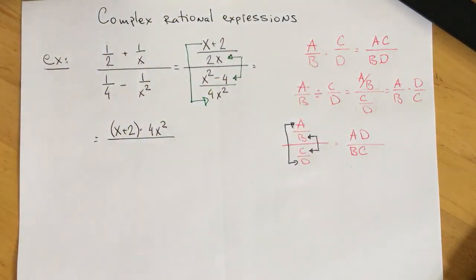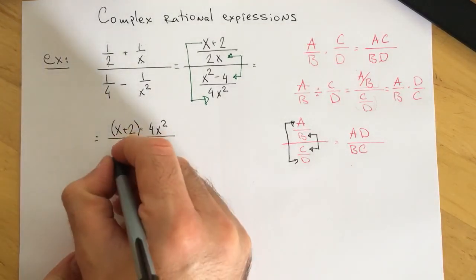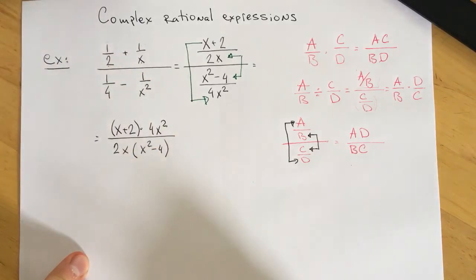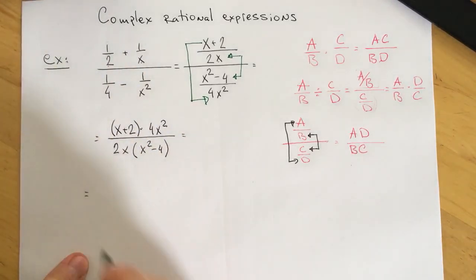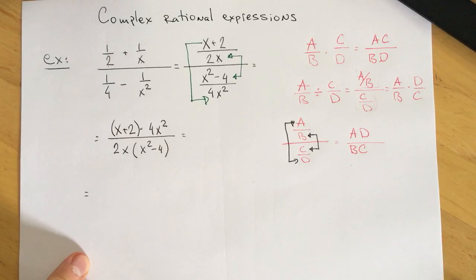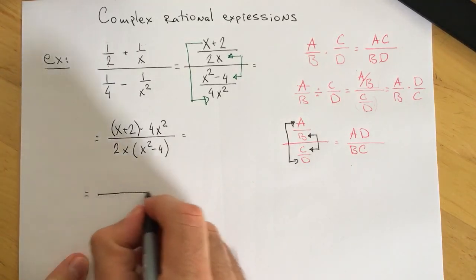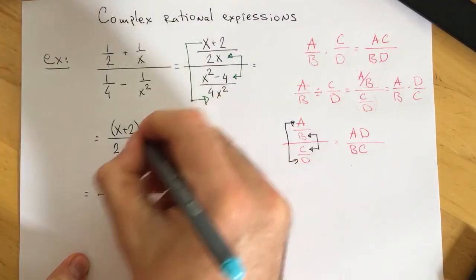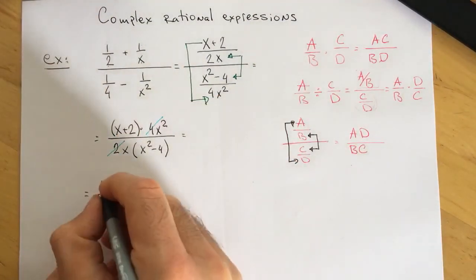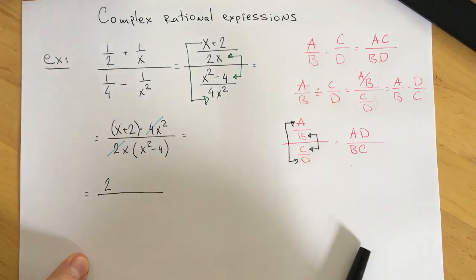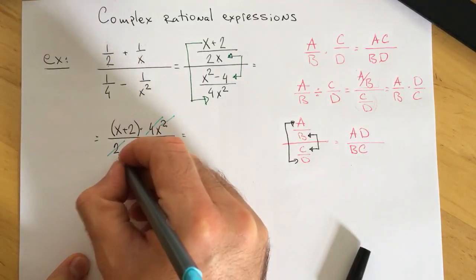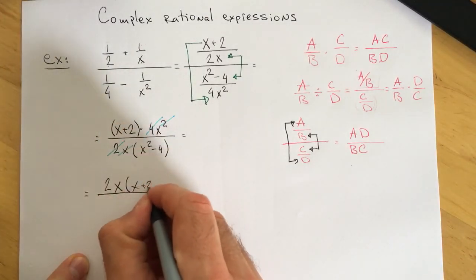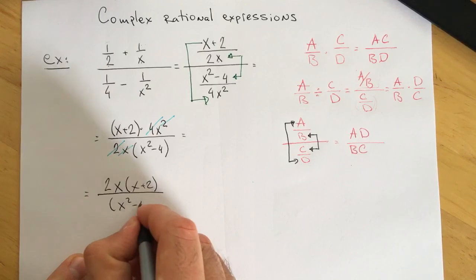2x times (x squared minus 4). Now let's check the common factors and simplify this. I cancel the constants first. 4 divided by 2 is 4. Oh, sorry, it's 2. Sorry about that. X squared divided by x is just x. And then I have the expression x plus 2 in the numerator divided by x squared minus 4.